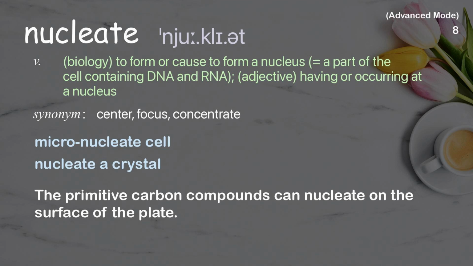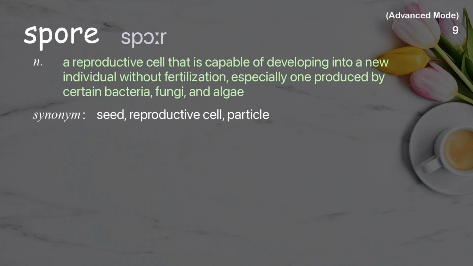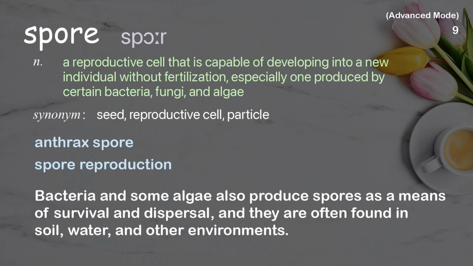Spore. A reproductive cell that is capable of developing into a new individual without fertilization, especially one produced by certain bacteria, fungi, and algae. Examples: Anthrax spore, spore reproduction. Bacteria and some algae also produce spores as a means of survival and dispersal, and they are often found in soil, water, and other environments.